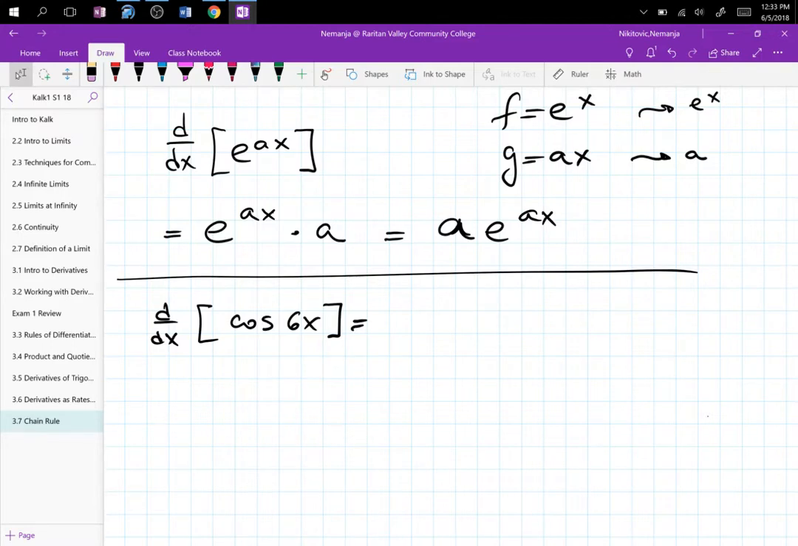Yes? Will cosine be f and x to the 6? Yeah, f is cosine, very good. Cosine x, and g is 6x. Good. Yep.